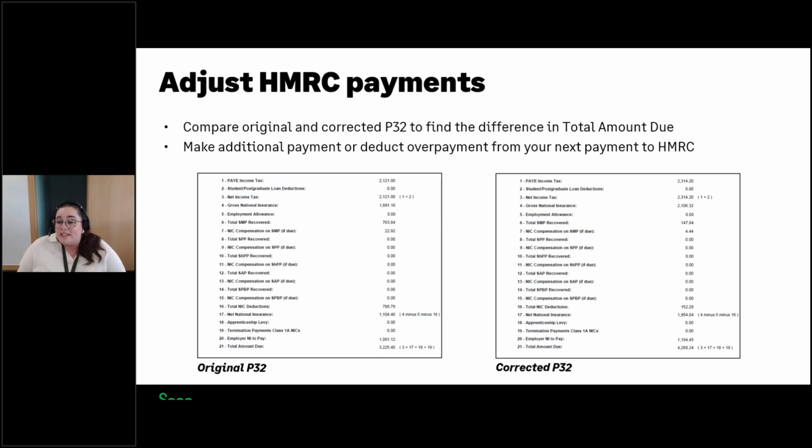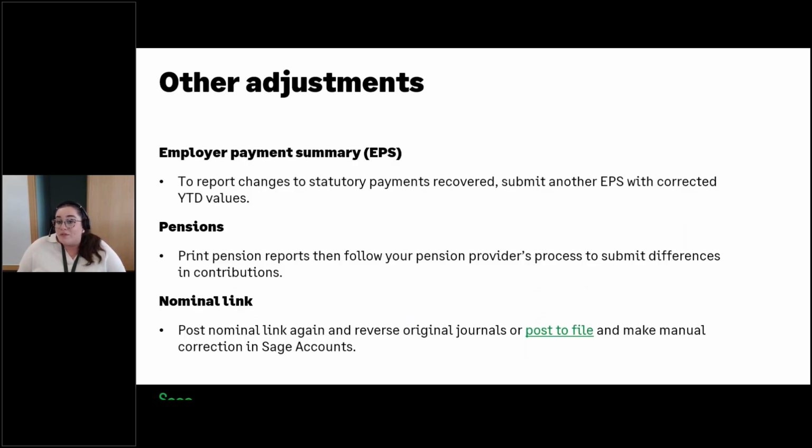Another thing to bear in mind, kind of relating to the P32 as well, is recovery values for things like statutory maternity or paternity pay. If the corrections that you've made have affected these amounts that you've recovered on the P32, you will need to send a new Employer Payment Summary, so an EPS, just to report those changes. And of course, it will have the updated year-to-date values too.